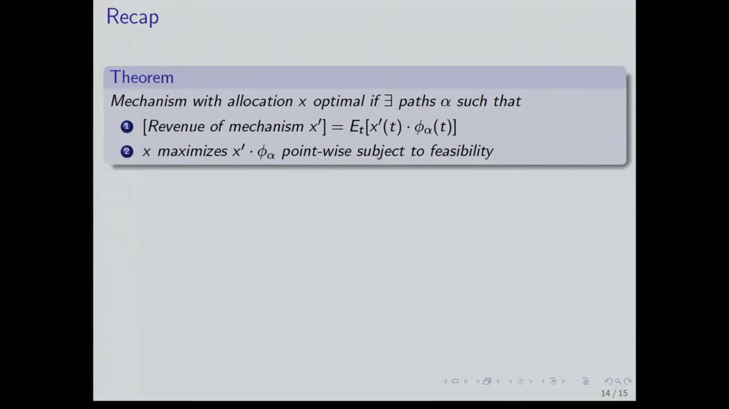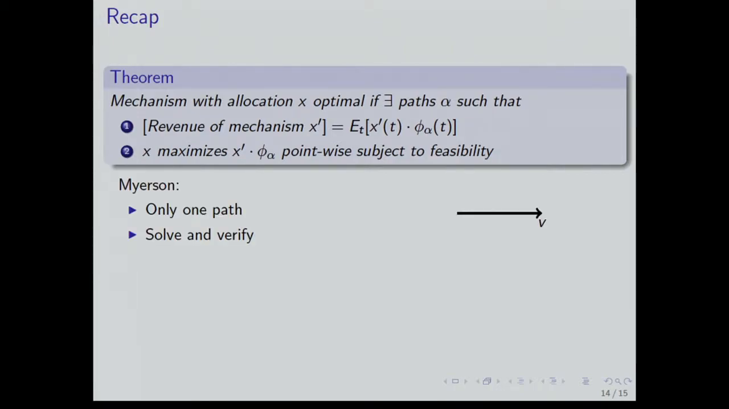Okay, so to recap, our theorem is proved by coming up with a choice of paths that imply a virtual value function that satisfies two properties. One was that you can express the revenue of any mechanism in terms of its virtual surplus. Two was that your mechanism optimizes virtual surplus pointwise.